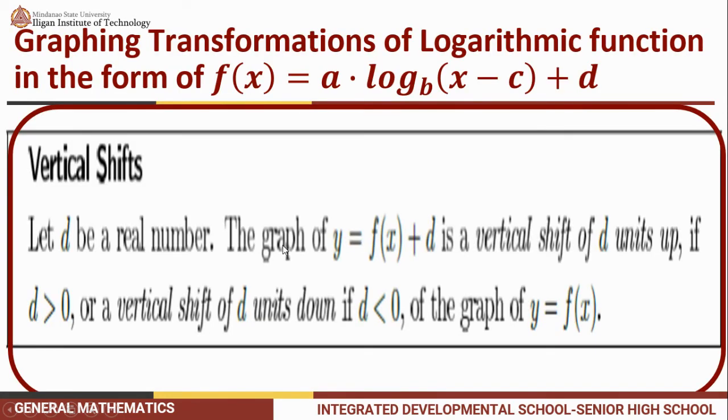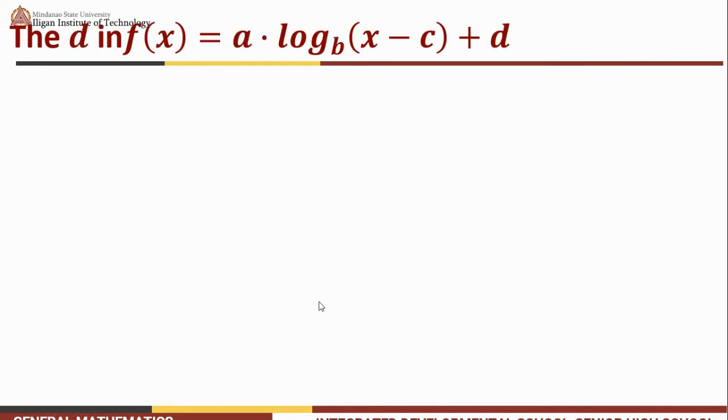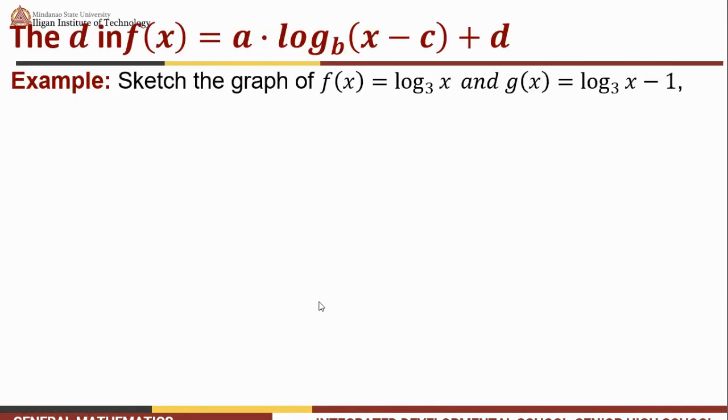Okay, now let's proceed sa vertical shift. Ang vertical shift, dito tayo nagpo-focus sa D na value. So kapag ang D natin ay greater than 0, that means there will be vertical shift of D units up. Kapag minus D naman ito, there will be vertical shift of D units down.